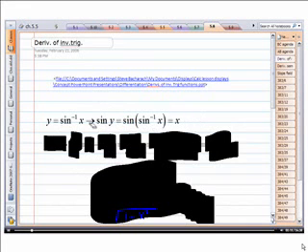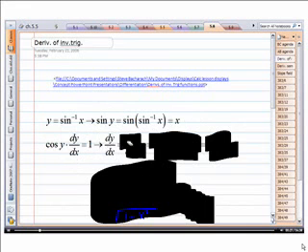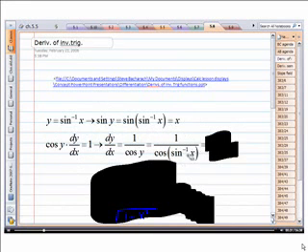So the derivative of the left side, sine y, becomes cosine y dy dx, simple differentiation. The derivative of x is 1. The whole point is to get dy dx, so we divide both sides by cosine y. So we have dy dx is 1 over cosine y, which becomes 1 over cosine of the inverse sine of x.